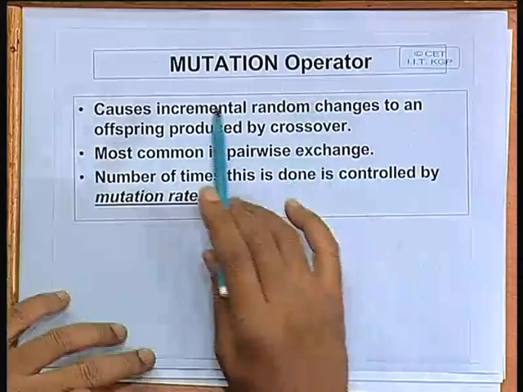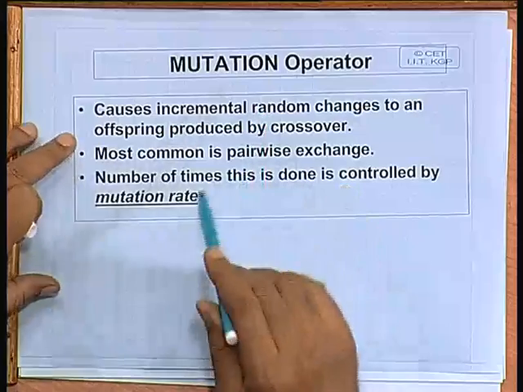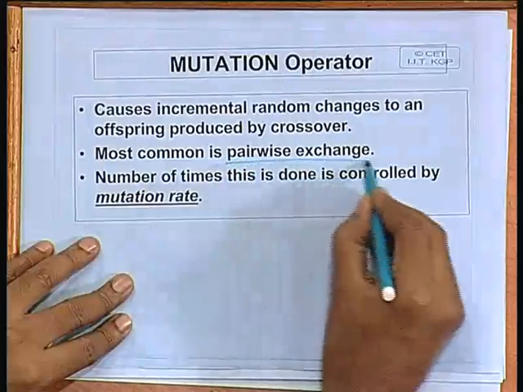The second operator is called a mutation operator. This basically makes some small random change to a solution. Take a solution, make some random change and put it in the next generation. So, one common way of doing this is you do a pairwise exchange of 2 blocks.